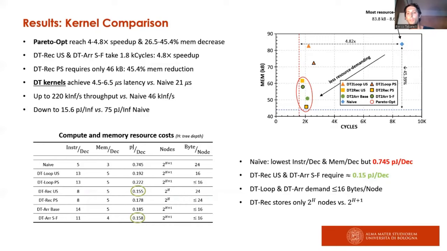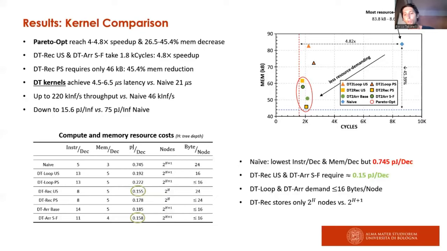Our optimized kernels reach 4.5 microseconds latency and 220 kilo inferences per second throughput, while reducing the energy usage down to 15.6 picojoule. In the table, we report the compute and memory costs. The naive kernel features the most expensive picojoule per decision. Instead, optimized kernels reach about 0.15 picojoule per decision. Furthermore, the T2-loop NDTR design reduces the node memory to 16 bytes per node and beyond.